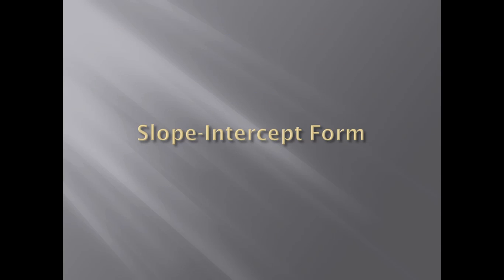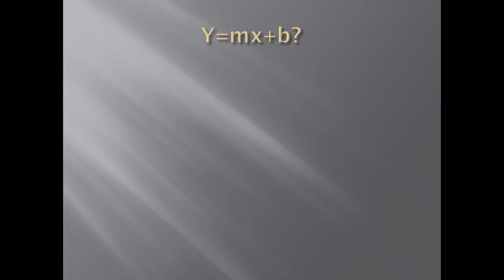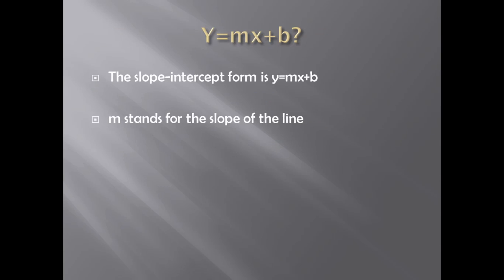So we're going to talk about both forms, and the first one is the slope-intercept form. Basically, we're going to figure out what y equals mx plus b means. First, we must notice that the m stands for the slope of the line. So m tells you how steep or how straight the line will be.